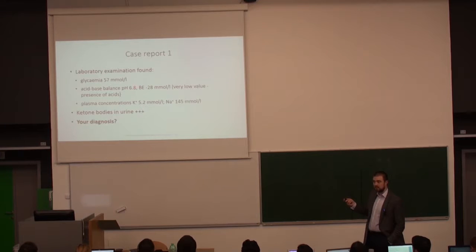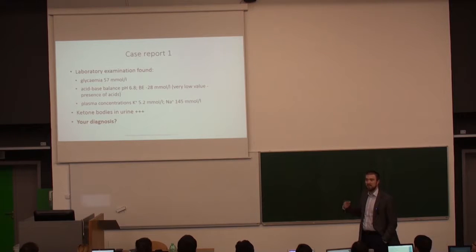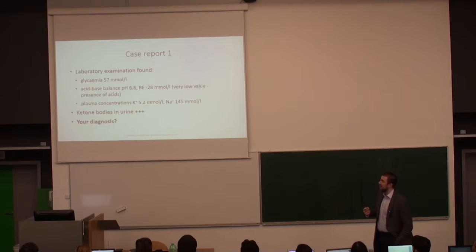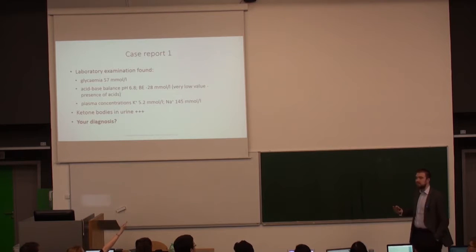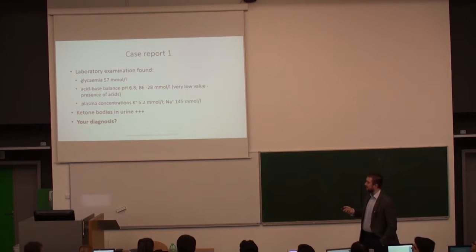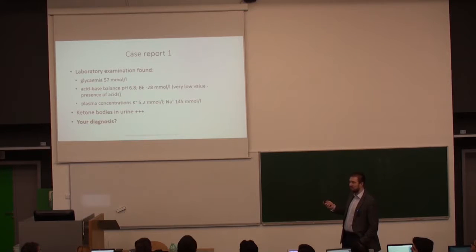Base excess means, if it's positive, that you have excess of bases. If you have base excess negative, that means that you have excess of acids. Yes? And low value of base excess means lot of acids inside. Can you repeat it, please? Slowly. Yes. pH, you know what is it? That's minus decadic logarithm of concentration of hydrogen protons. And BE means base excess.